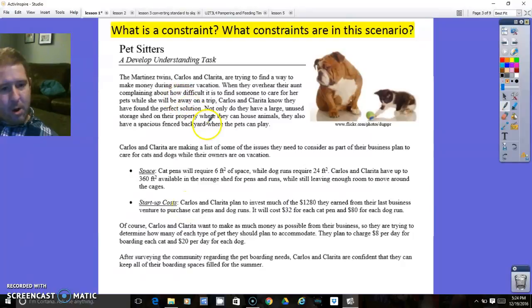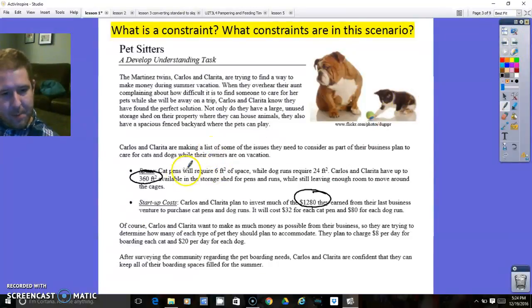Now, these are what we call constraints. Constraints are something that limits you. In this case, they're limited by how much space in the shed they have, which is 360 square feet, and how much money they have to buy the pens, which are $1,280 that they have made in a previous business.